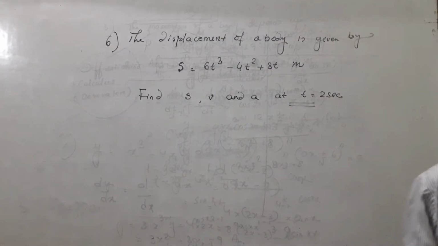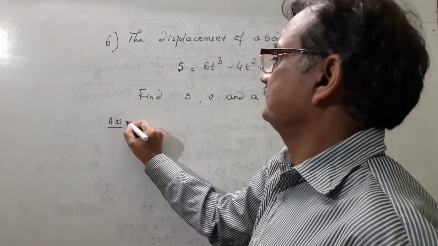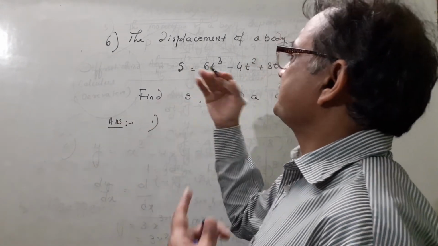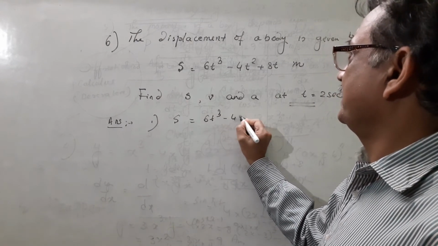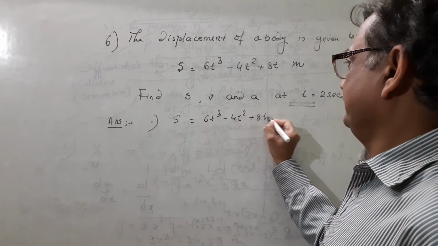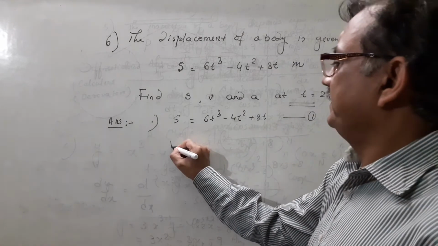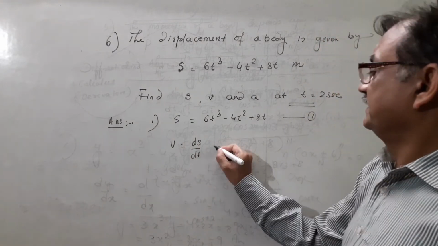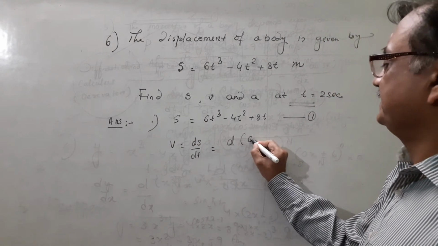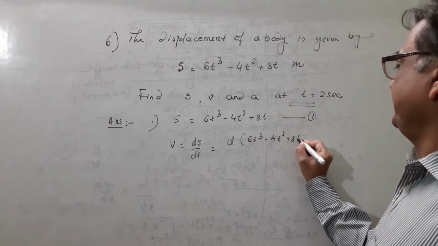What is the relation between velocity, displacement, acceleration? Answer. First thing, displacement is already given. Let us write down 6t cube minus 4t square plus 8t. That is the first equation for displacement. Then velocity equals ds by dt, that is equal to the derivative of 6t cube minus 4t square plus 8t.